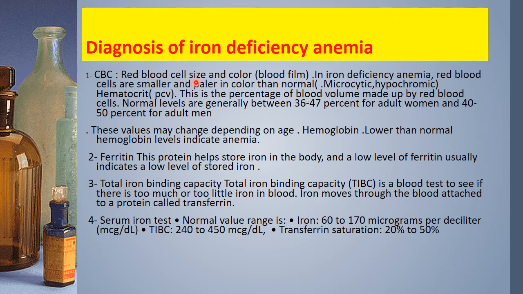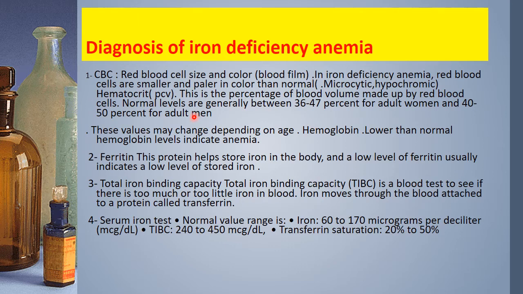Normal levels are generally between 36 to 47% in adult women and 40 to 50% in adult men. Also, the age may affect the level of the hemoglobin. Ferritin, what do we mean exactly by ferritin? It is considered a protein that helps store iron inside the body. A low level of ferritin indicates a low level of stored iron.